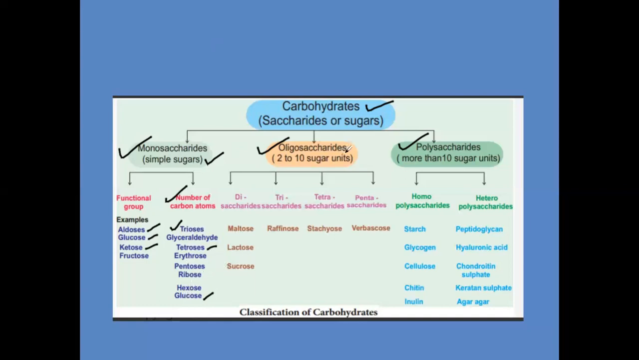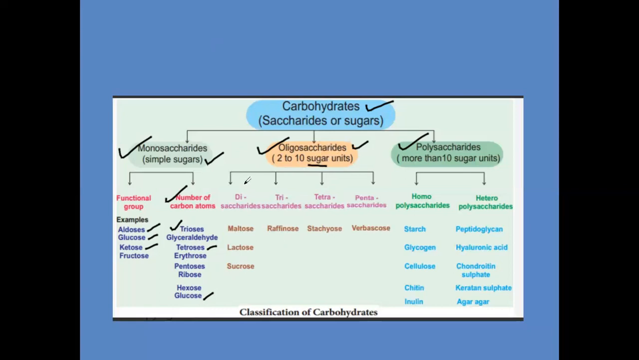The second type of carbohydrates are oligosaccharides. So these oligosaccharides contain 2 to 10 saccharide units. The sugar units are also called what? Saccharide units. So how many saccharide units are present here? 2 to 10 saccharide units are present in oligosaccharides.